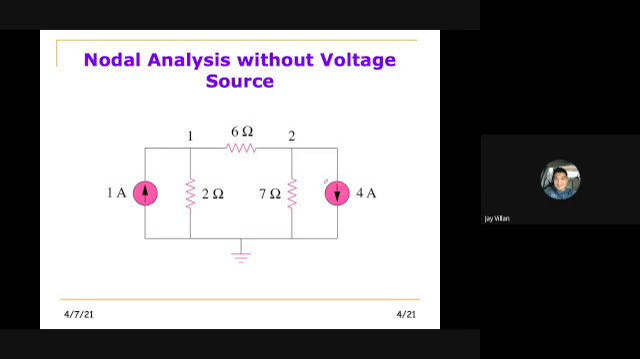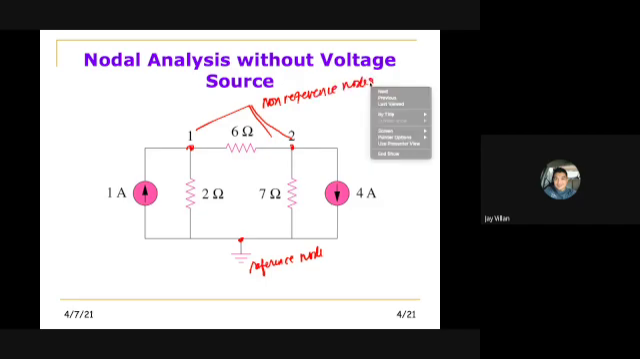Okay? So it says in the steps that was introduced a while ago that you need to identify the nodes in the circuit. Here it is already identified. You have node 1, and we have node 2, and we have node 3, and node 3 is now what we call the reference node. While these two here are what we call the non-reference nodes. Okay?